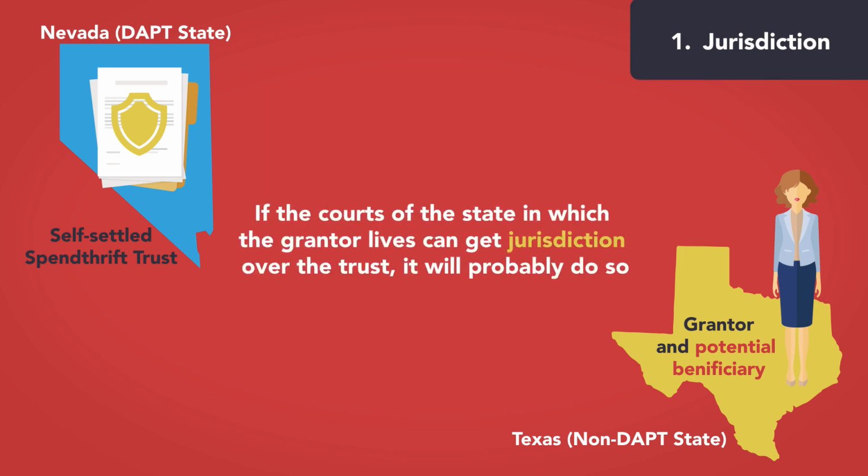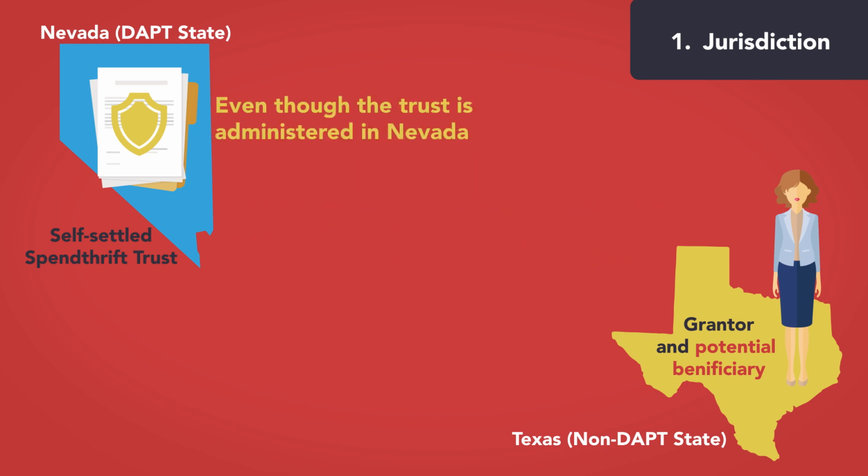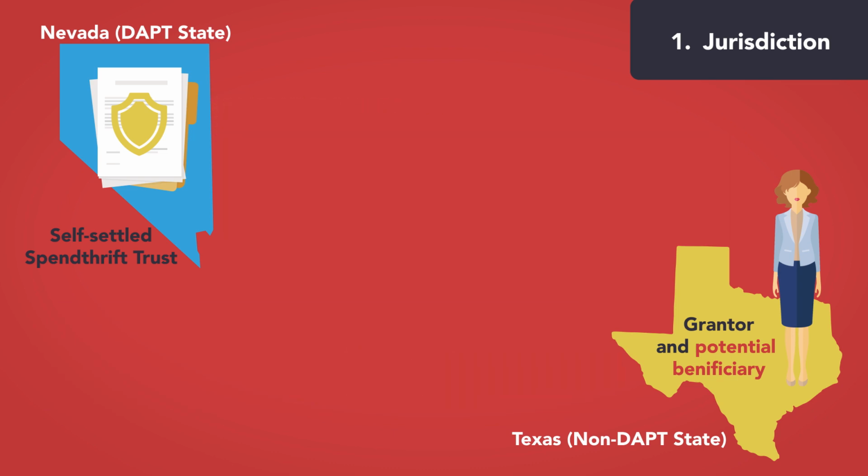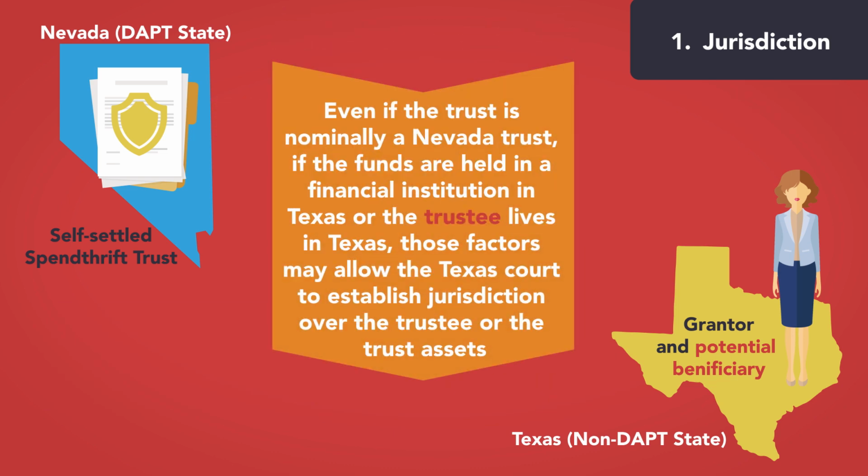If the courts of the state in which the grantor lives can get jurisdiction over the trust, it will probably do so. In our example, the trust is administered in Nevada, but Texas courts may try to enforce judgments brought by Texas creditors, if the Texas courts can get jurisdiction over the trust. For example, even if the trust is nominally a Nevada trust, if the funds are held in a financial institution in Texas, or the trustee lives in Texas, those factors may allow the Texas court to establish jurisdiction over the trustee or the trust assets.